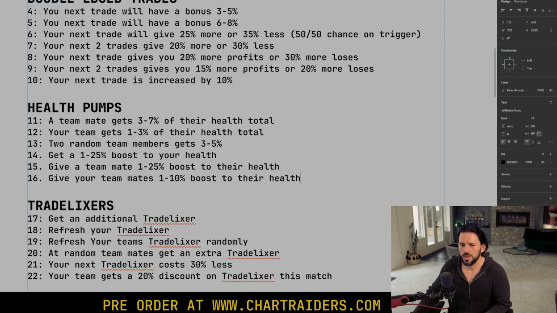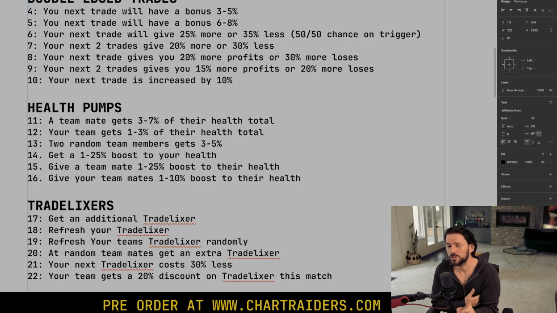Okay, so this is something that's really neat, and it's a lot of strategy too, because now you can have classes that are completely built around healing teammates and healing yourself. You can have things where everybody has a 1 Tradelixer cap, so you can only use 1 Tradelixer per match per teammate. So that's it. That's your cap.